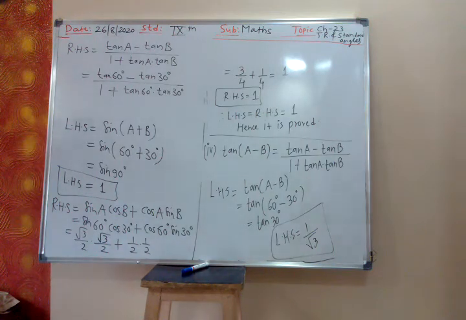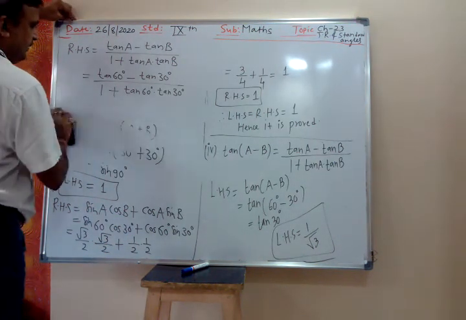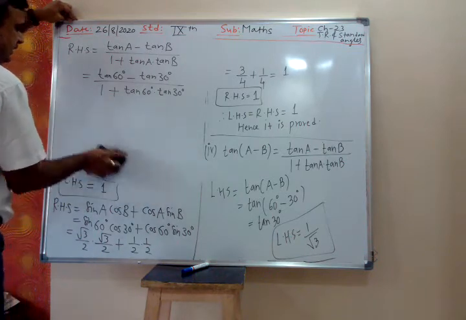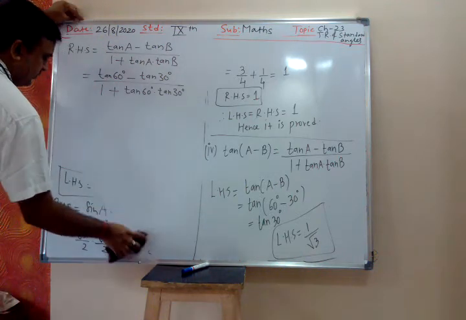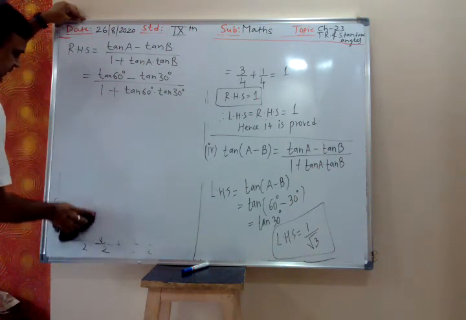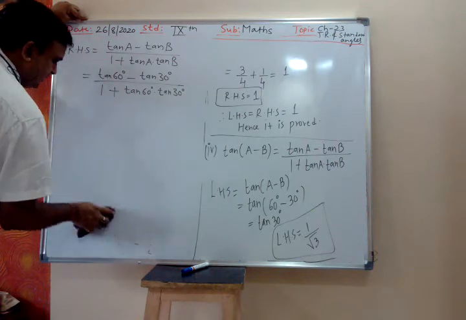Let's put the value and simplify. Tan 60 degree is root 3. Tan 30 is 1 by root 3. That table should be thorough. The entire table must be on your tongue. Immediate.